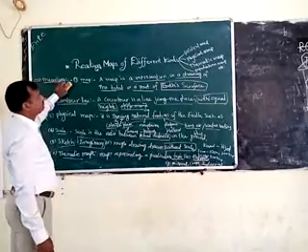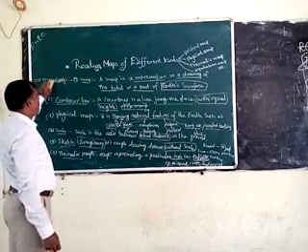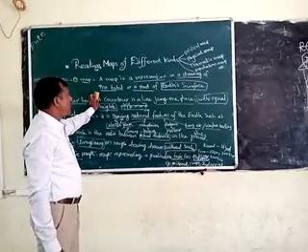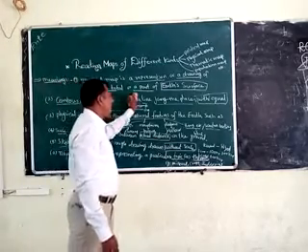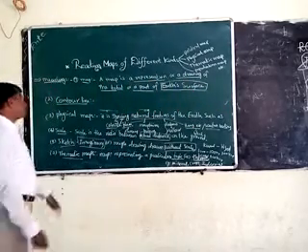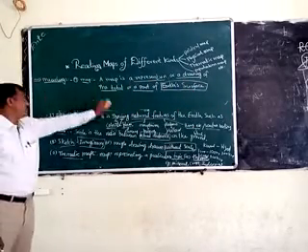Here is one question. What does contour line mean? A contour is a line joining places with equal heights. What does physical map mean?